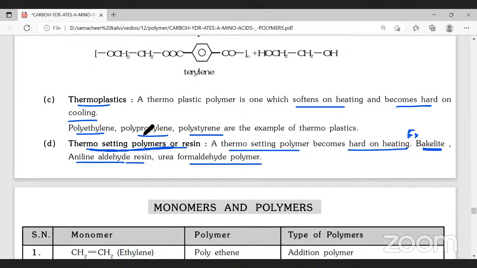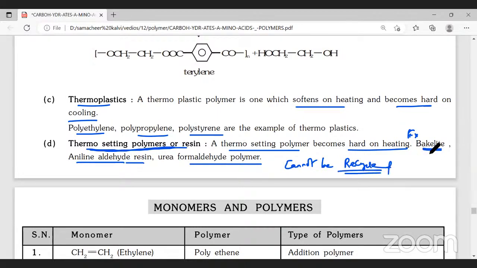What is thermoplastic? What is thermosetting plastic? You should remember. Thermoplastic can be molded and remolded. On heating, it becomes soft. On cooling, it becomes hard. So it can be heated and remolded into different shapes any number of times. A thermosetting polymer becomes permanently hard on heating, and because of extensive cross-linking, it gives a three-dimensional network and it cannot be recycled. This thermosetting plastic cannot be recycled.